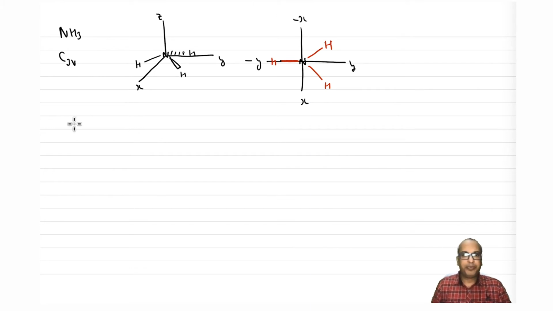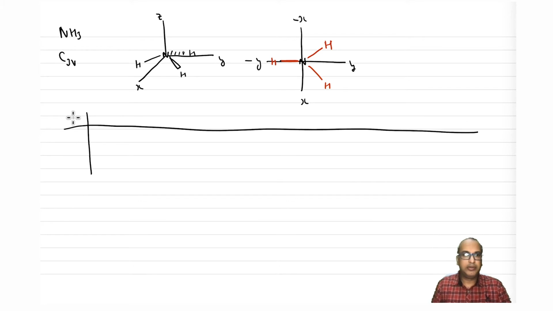Let's start with writing C3V. Again it is tau xyz. I'm not going to write for E because again E will be the 3 cross 3 identity matrix. So let's start with C3.